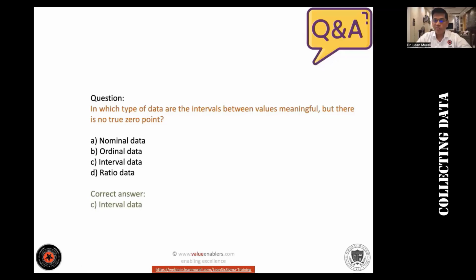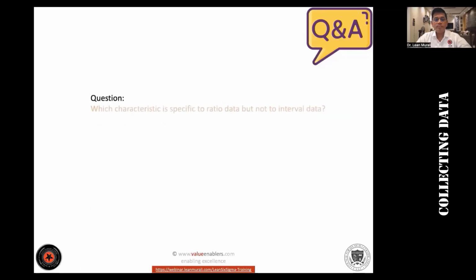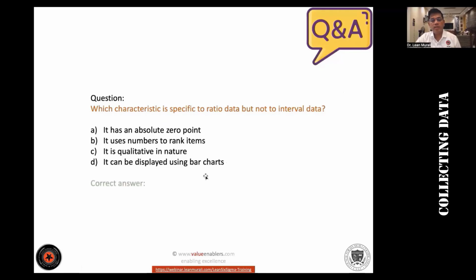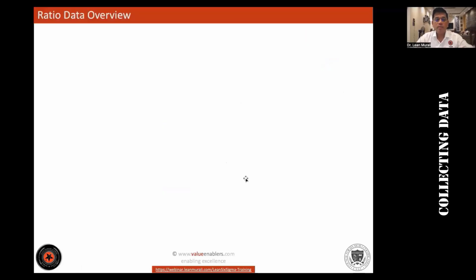Okay, I'm not asking you because we are running short of time now. And the last one: which characteristic is specific to ratio data but not to interval data? Okay, I will open up the chat box for your answer. It has an absolute 0 point. It uses numbers to rank items. Okay, so all of you had the correct answer. It has got an absolute 0 point.